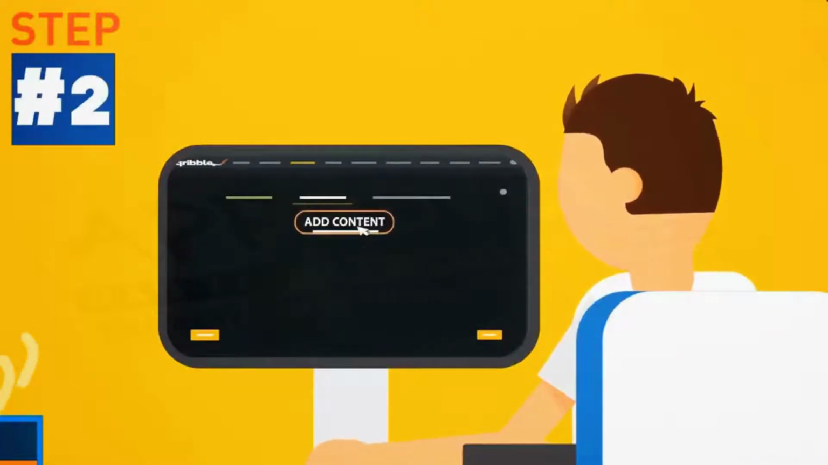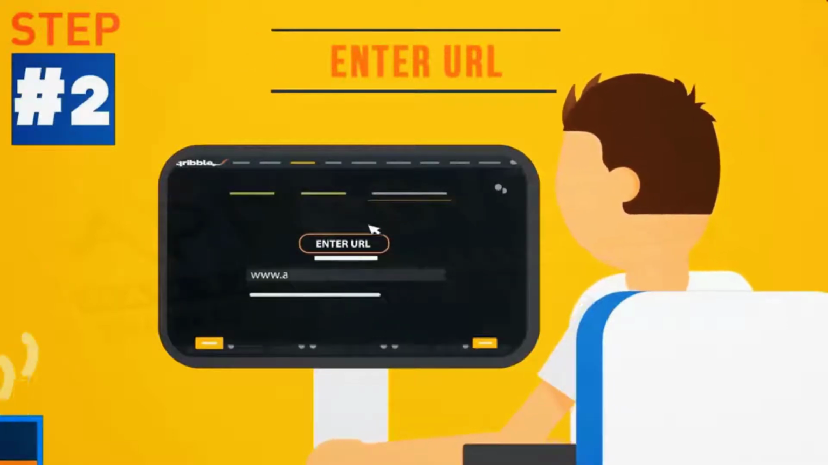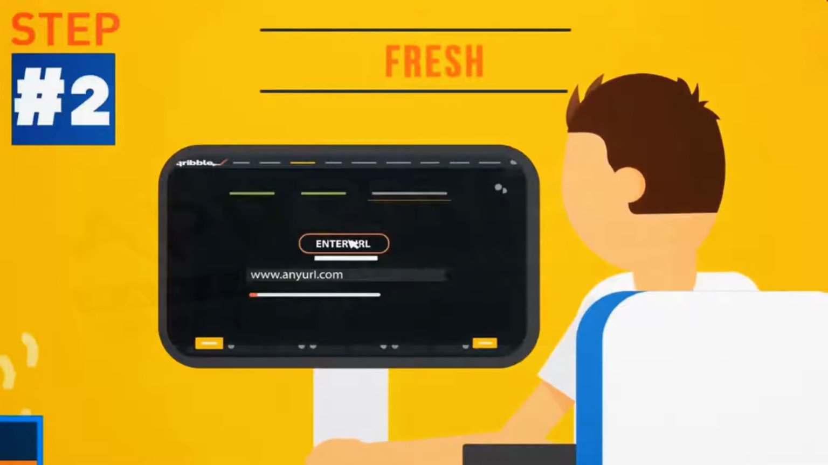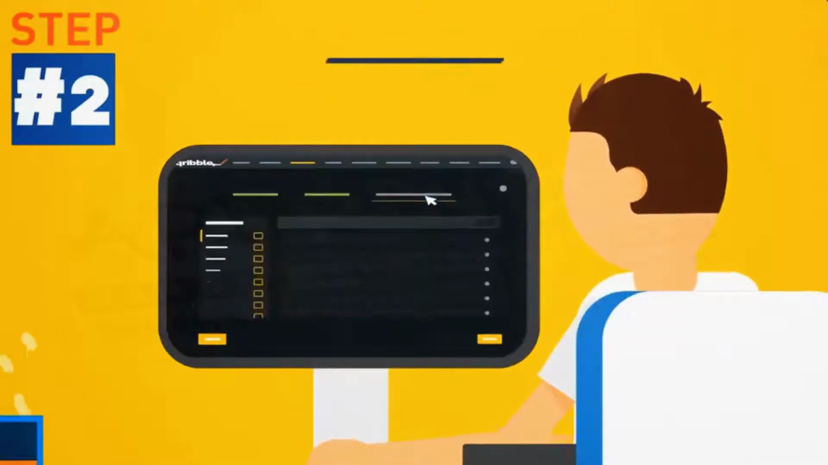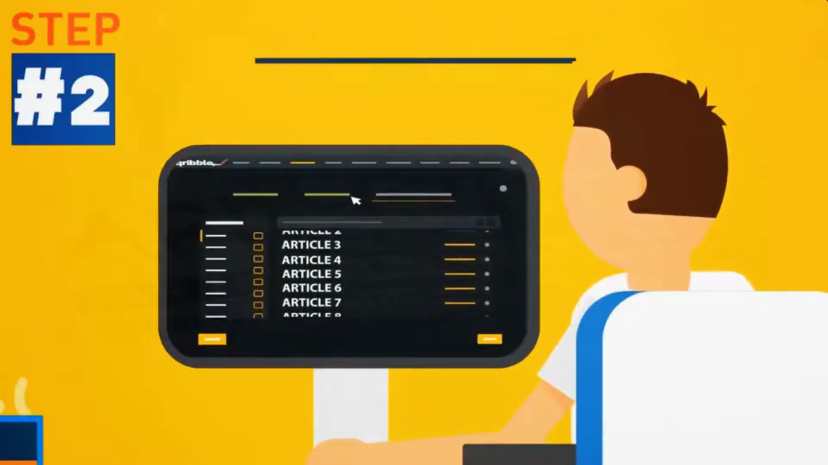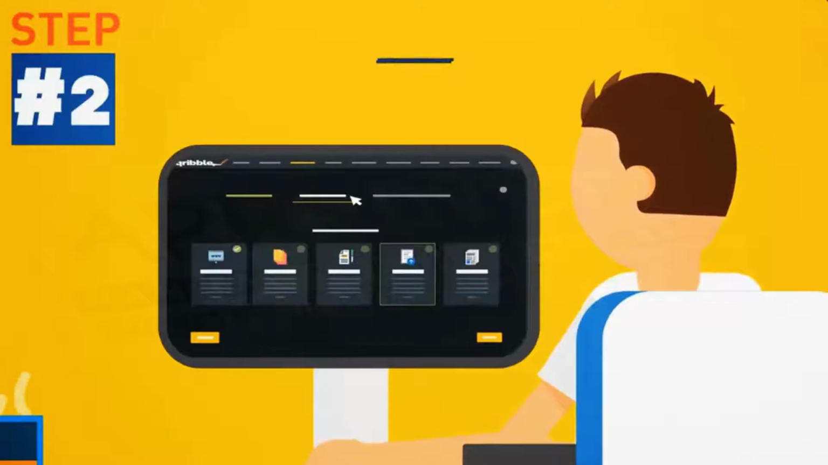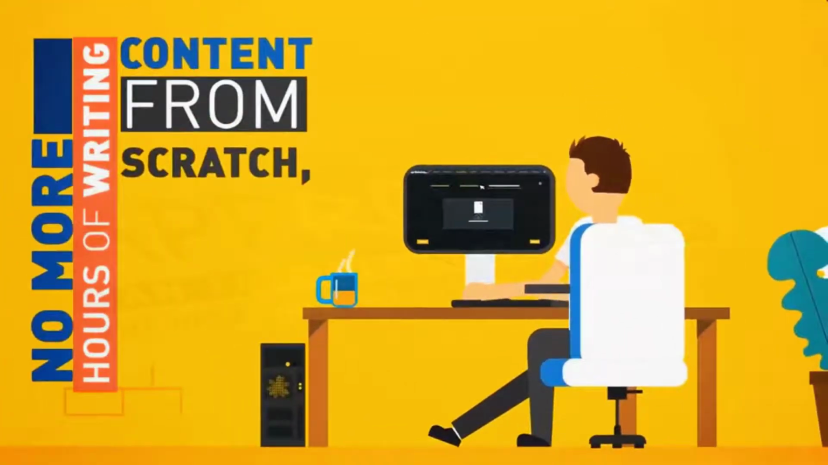Step 2. Fill it with automatic content. Just enter a URL and watch Sqribble fill your pages with fresh, ready-made instant content at a push of a button. Or choose to fill your ebook with a selection of 1,000 ready-made niche articles from the internal content engine. Or grab content from one of your own Word files instead. No more hours of writing content from scratch, unless you want to.